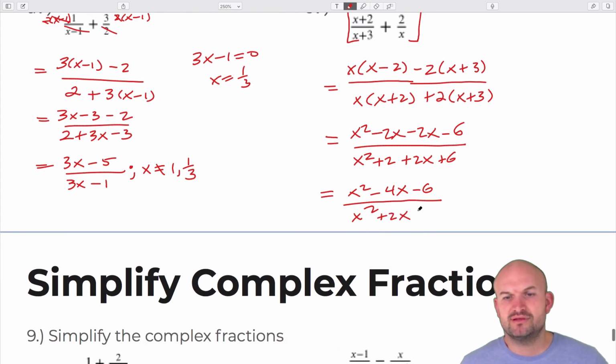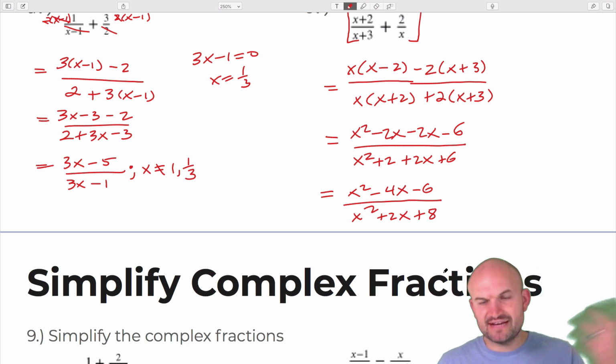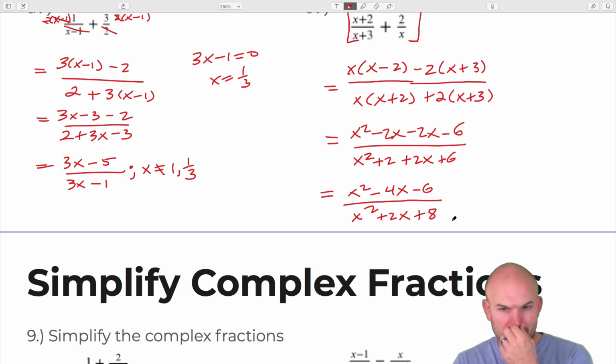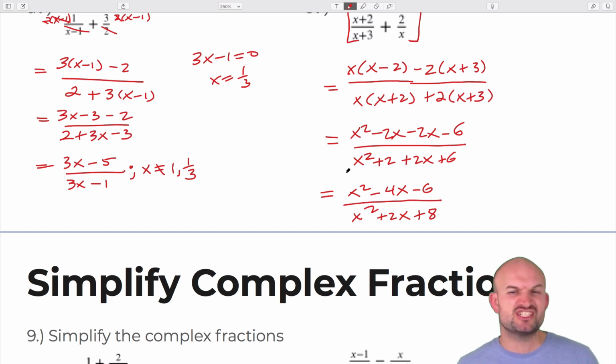Plus 2x plus 8. But I can definitely see how students can still get confused. Now, that's not factorable, but I want to make sure that it's not going to be any irrational number. So what I could always do is check the discriminant.